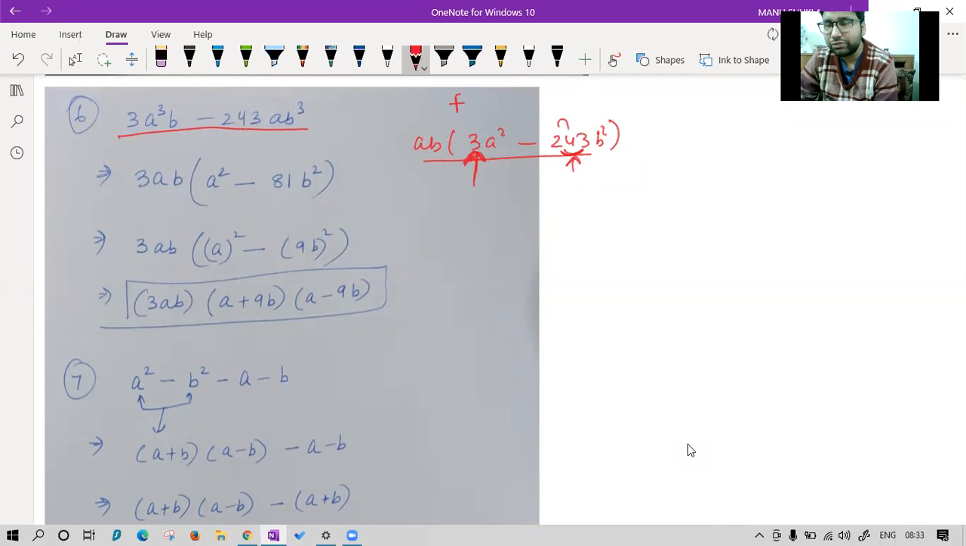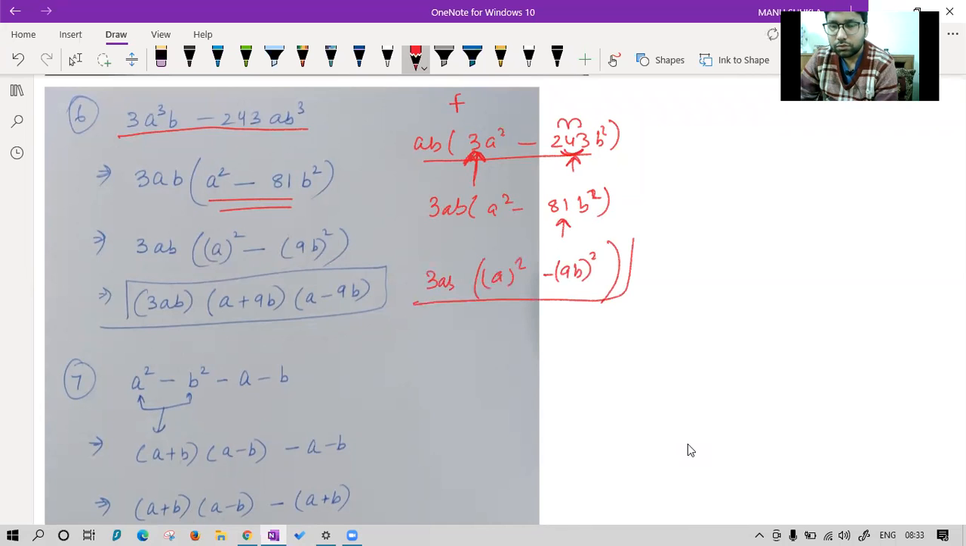But you have to see that these 2 are also having a same factor 3. Why? Because 2 plus 4 is 6, 6 plus 3 is 9. So we can take 3 also as common. So 3ab, and we have got the inside as a square minus 81 b square. And for our luck, we know 81 is also, yes class, 9 square. So easily we have got this thing. So a plus 9b, a minus 9b. This way we have obtained the next expression.